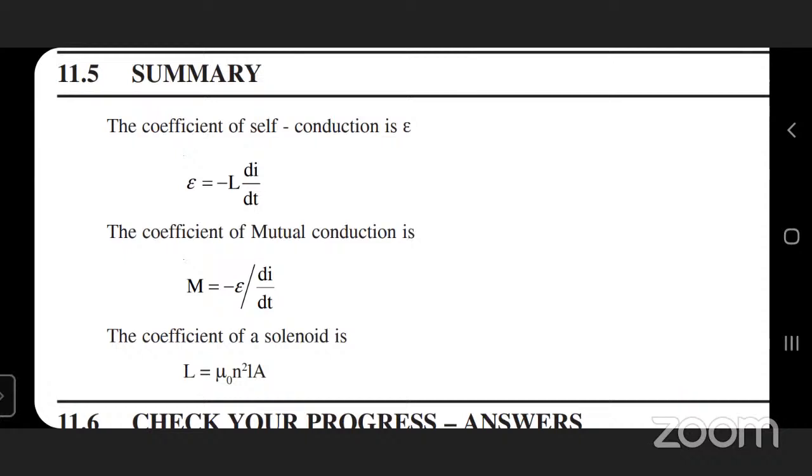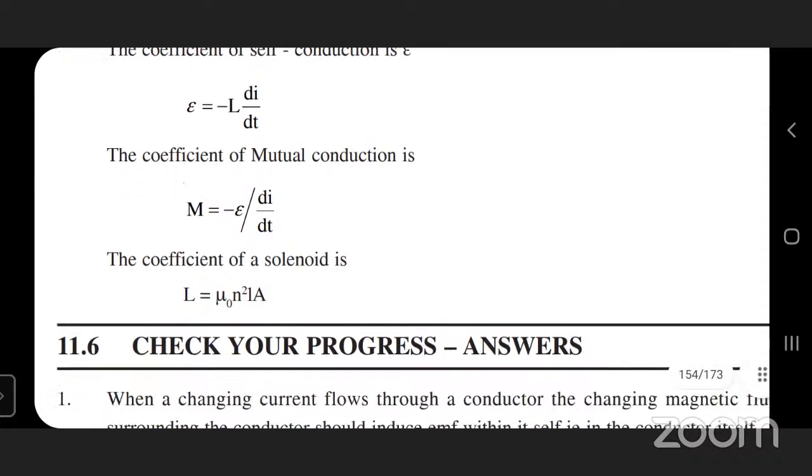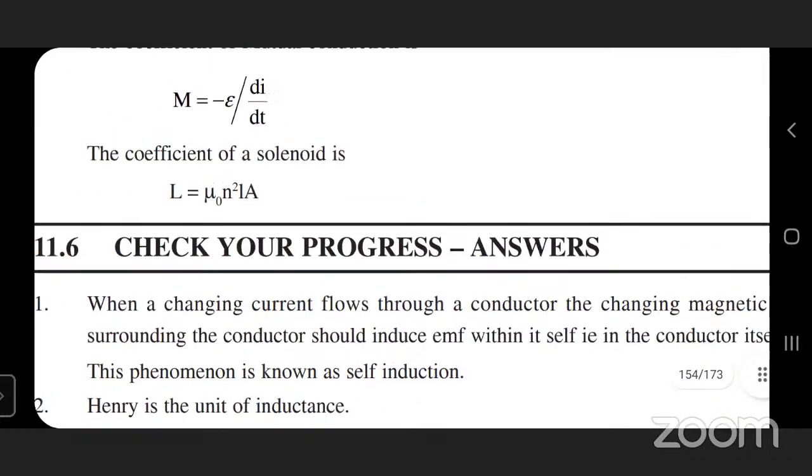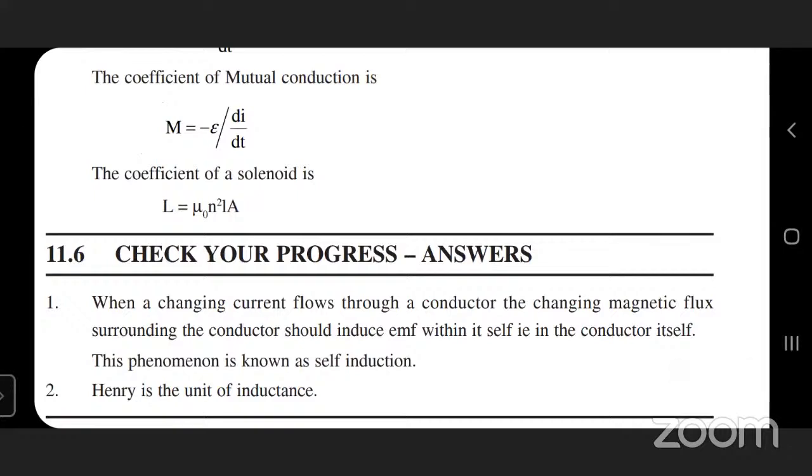You have to imagine that there will be problematic questions asked of you. You have to be aware of it. So check your answers. What is that? When a changing current flows through a conductor, the changing magnetic flux surrounding the conductor should induce EMF within itself, that is, in the conductor itself. This phenomenon is known as self-induction. The unit of self-inductance or mutual inductance is the Henry.